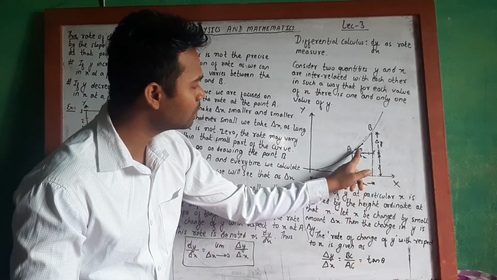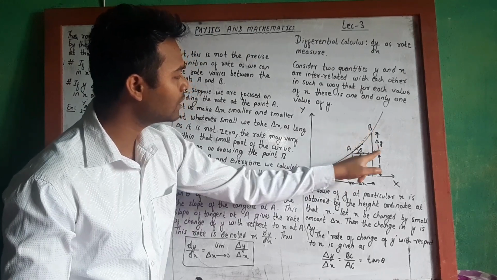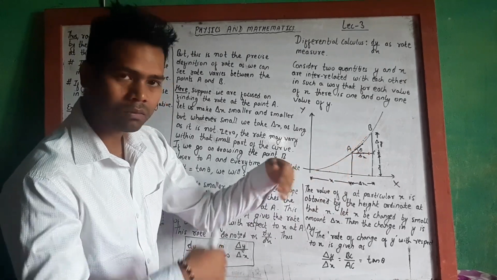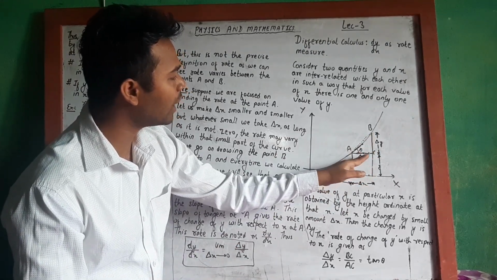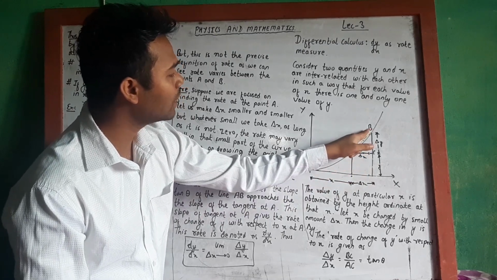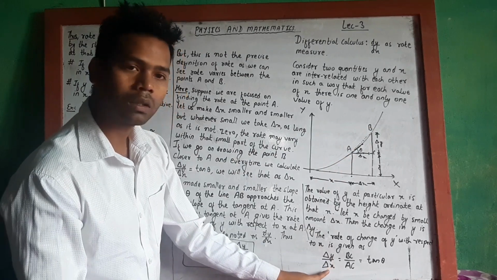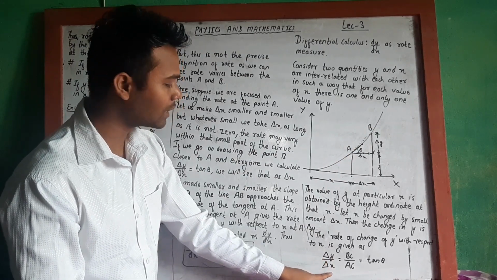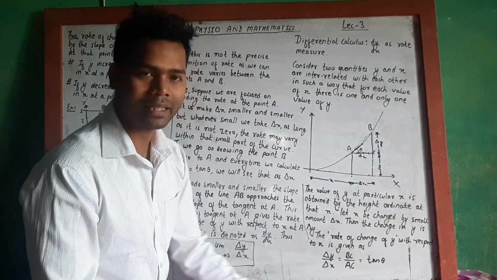If this angle is theta, then we'll think that the rate of change of y with respect to x will be given by the slope of the line AB. So I have written here, we can think the rate of change of y with respect to x can be given as del y by del x equals tan theta.